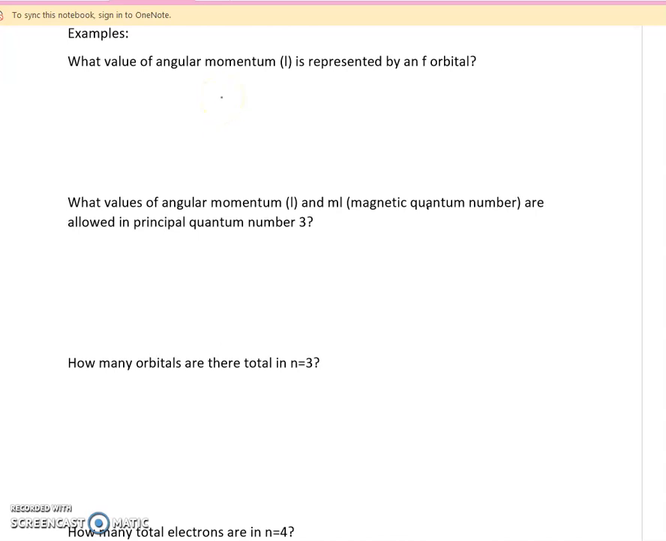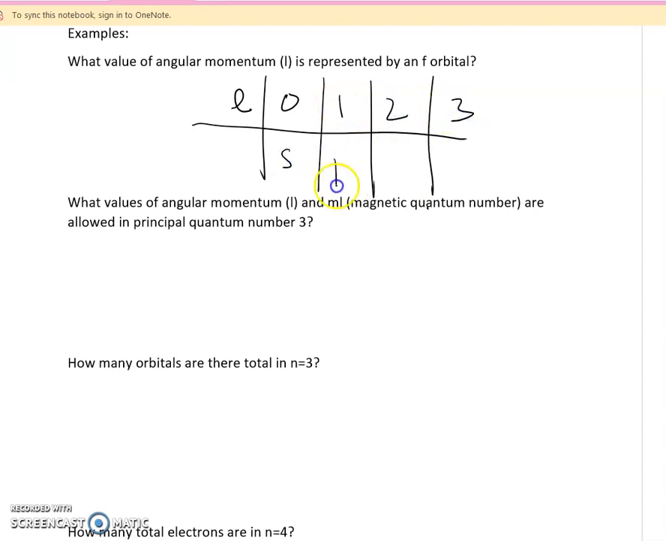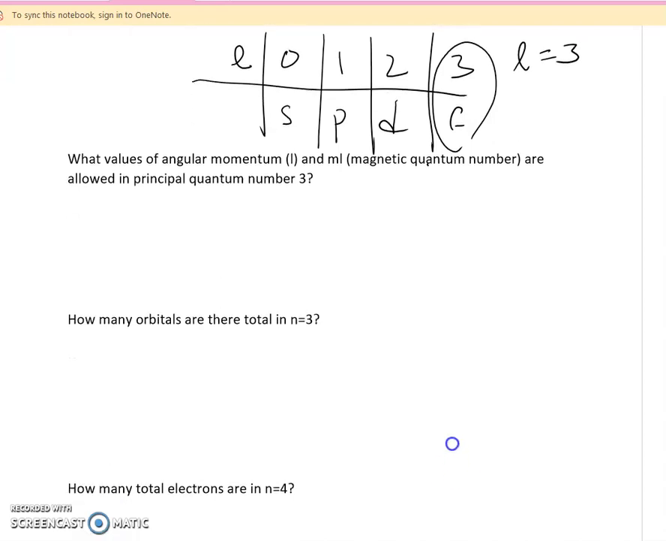So if we have our L, and we know that we have 0, 1, 2, and 3. We just count up S, P, D, and F. Those are the symbols. So we know for an F, L has to be 3. Okay, now let's go to a more complicated one.